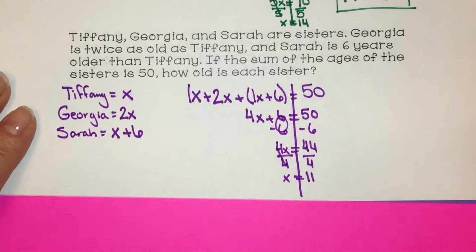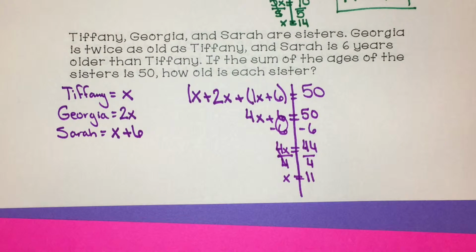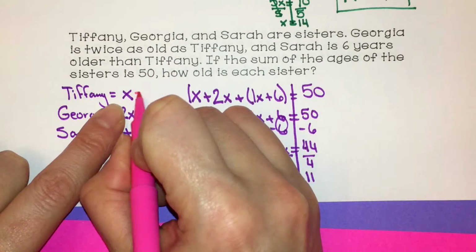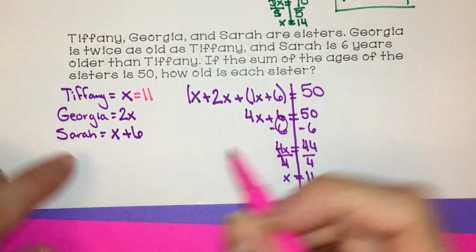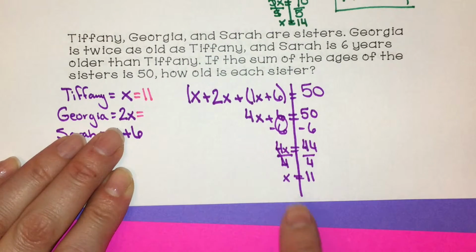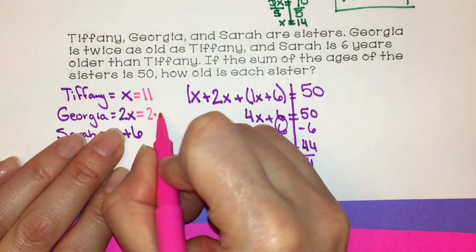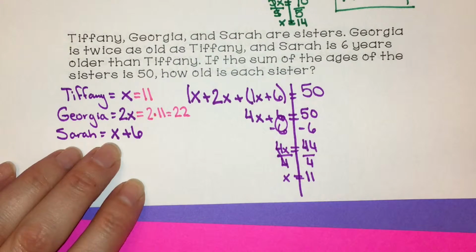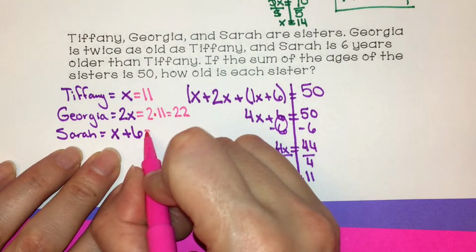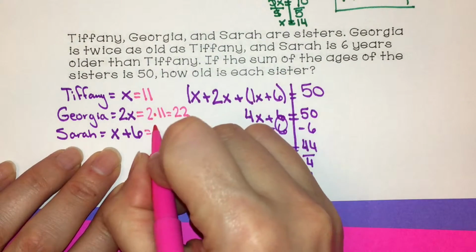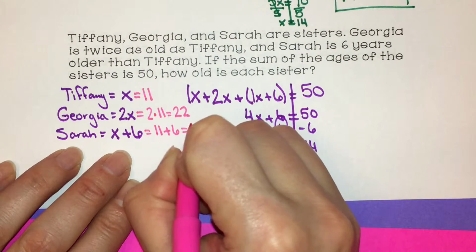Okay, so let's go back to their ages. We said Tiffany's age is x, and x equals 11, meaning Tiffany is 11 years old. Georgia is 2 times x, or 2 times 11, which makes her 22 years old. Sarah is x plus 6, which we said x is 11, and 11 plus 6 is 17.